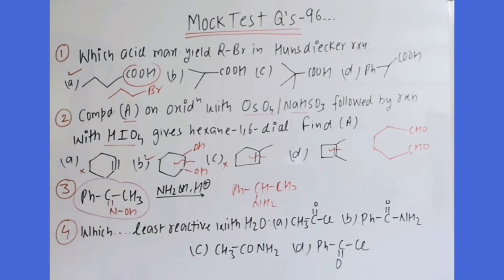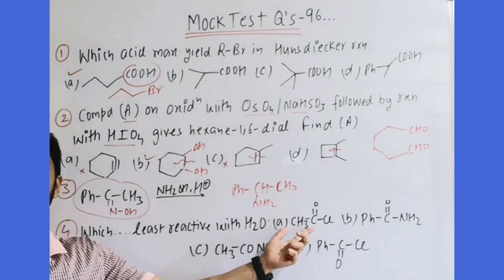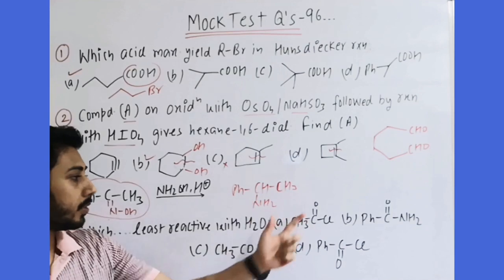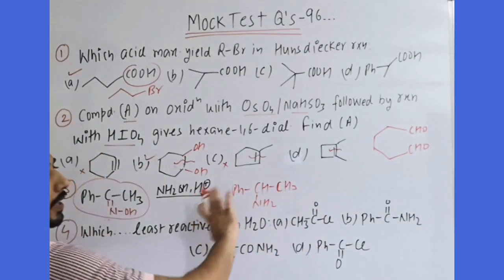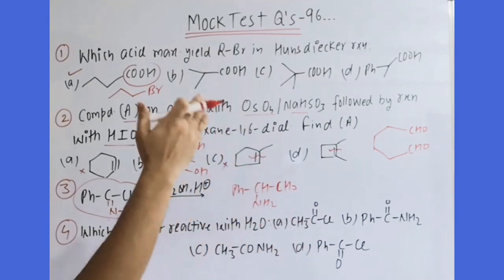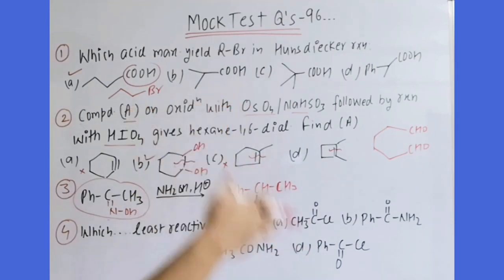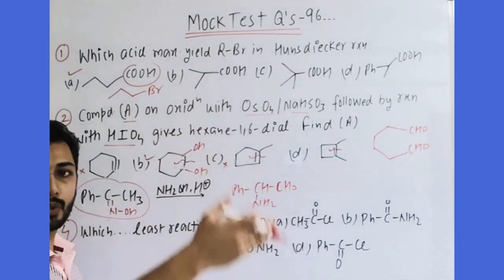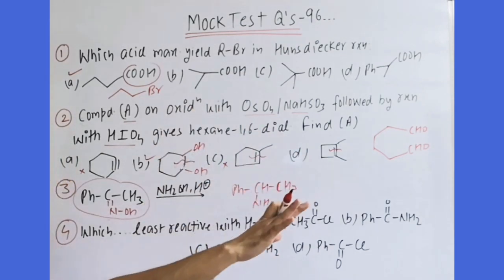Last question is, among them, which of the following compounds will be least reactive with H2O? Now you can see that in this case they all are acid derivatives. That means which reaction is it? Nucleophilic acyl substitution, right? So we know the order is acid halide fastest, then anhydride, then ester, and then last is amide.